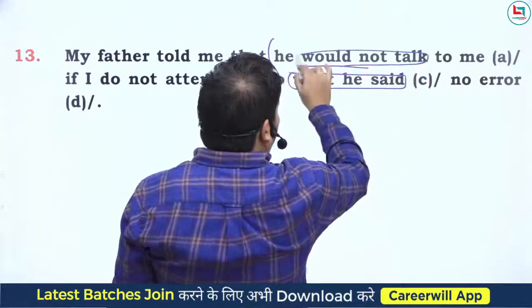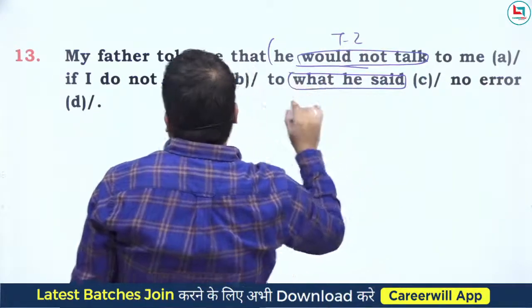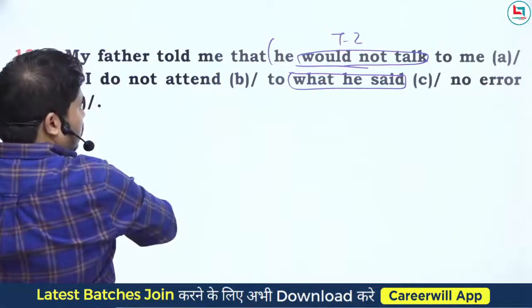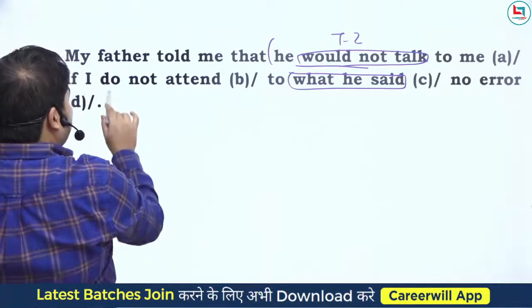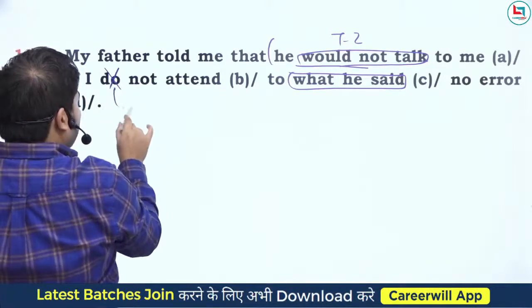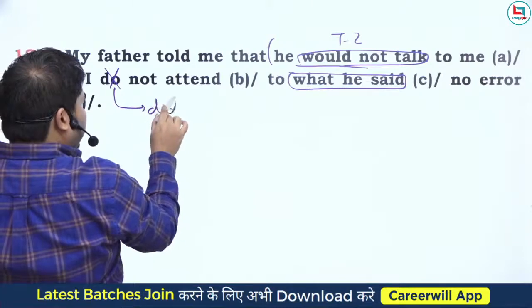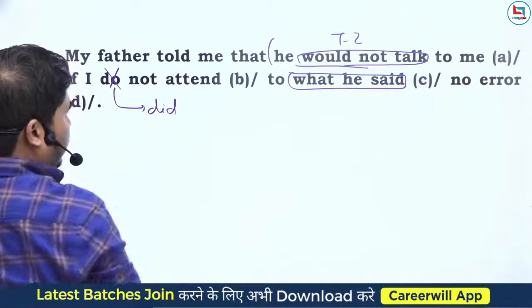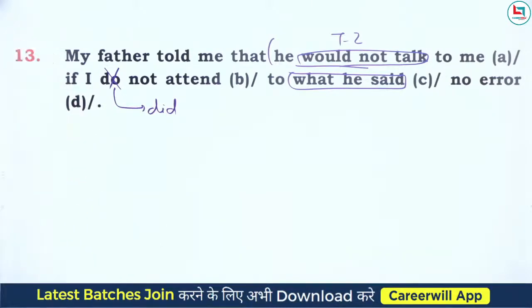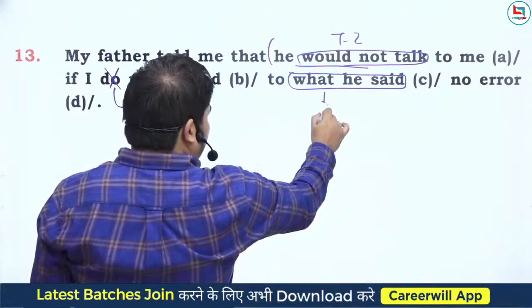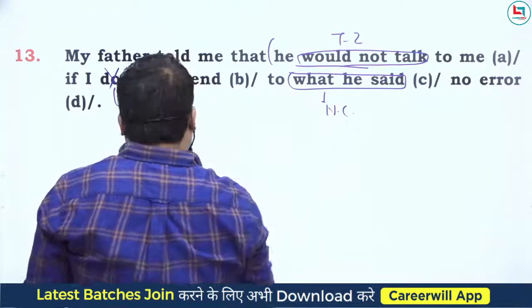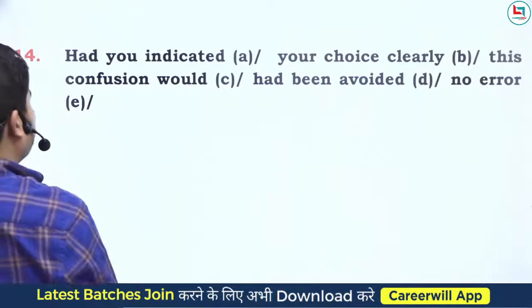He would not talk. This is type 2, and in type 2, the if clause should be written in past indefinite, and past indefinite means what? This do will be replaced by did. If I did not attend to what he said. Right, absolutely, Loni. That is a noun clause. It is a noun clause because to is a preposition placed before a noun clause.